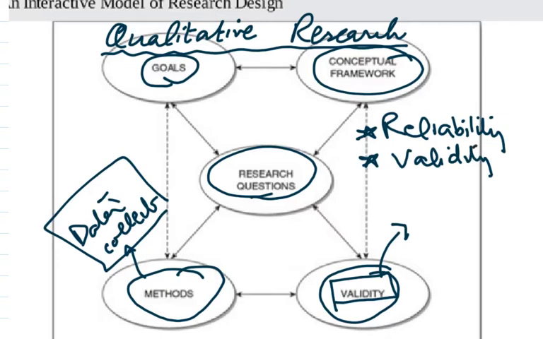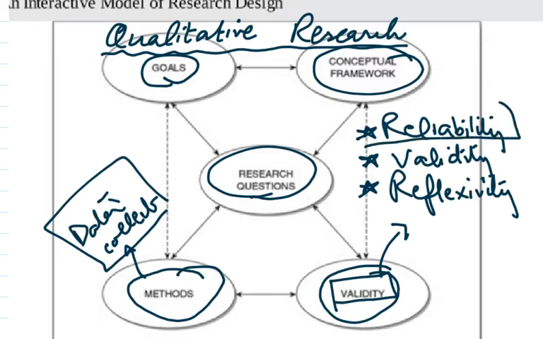Now, the way that reliability is normally understood when we talk about quantitative research methods is how you can replicate the research and get the same results again, right? For qualitative research, we're not so much concerned about reliability, because mostly what we're doing is trying to study occurrences that may not happen again. And because of this reason, reliability is something that we sort of do away with.